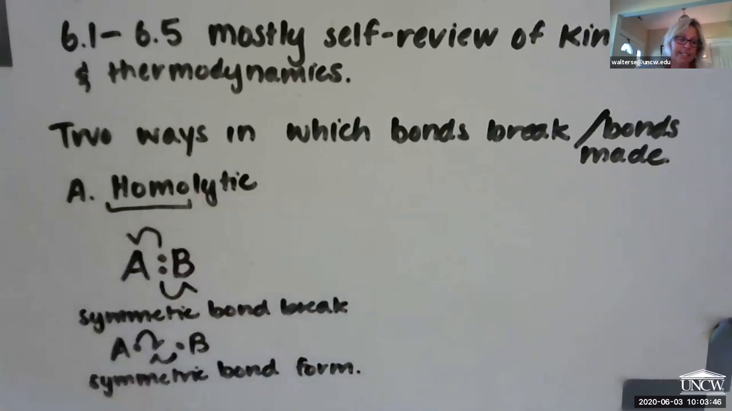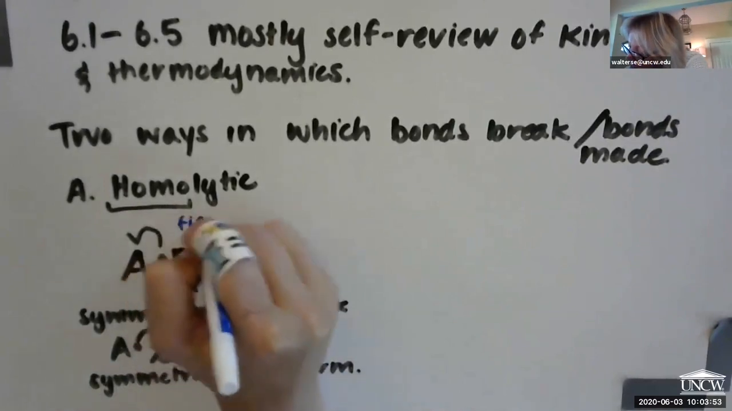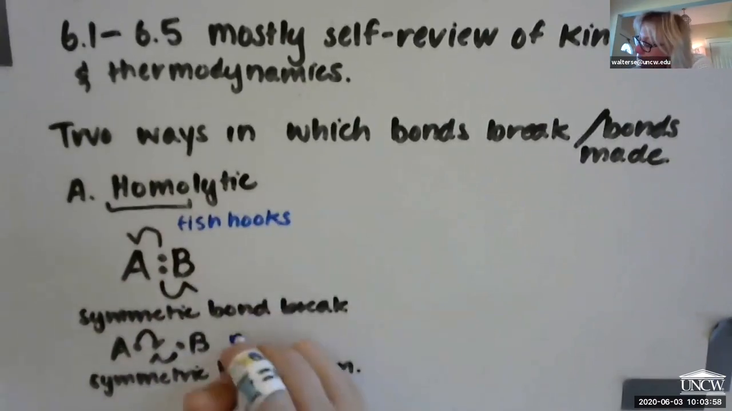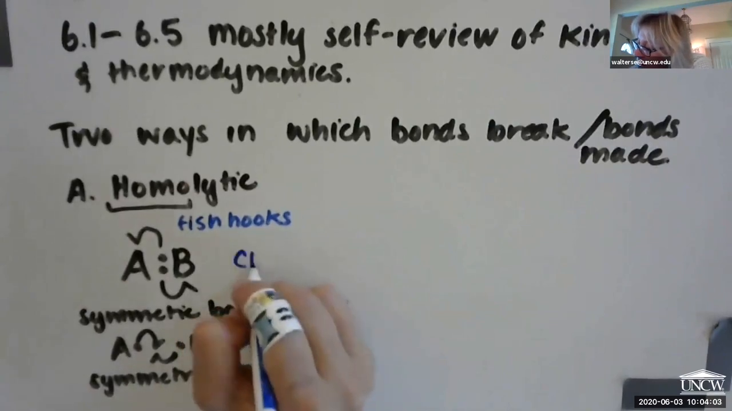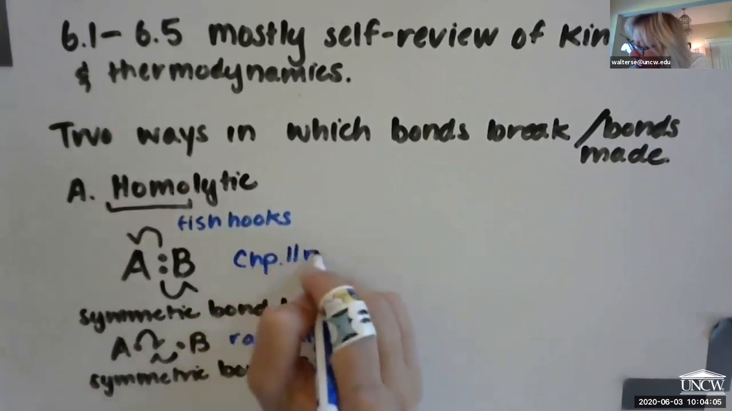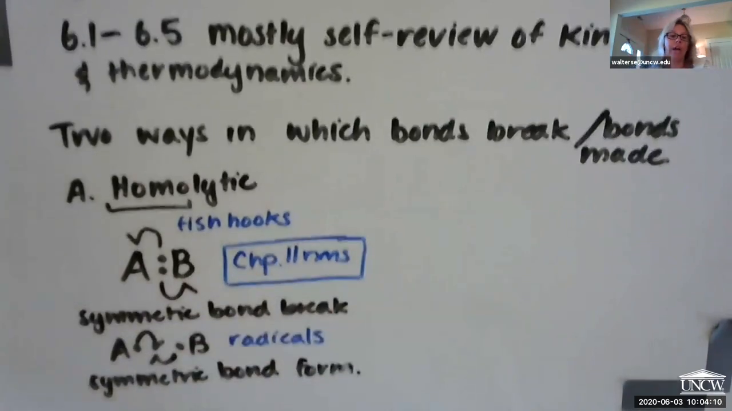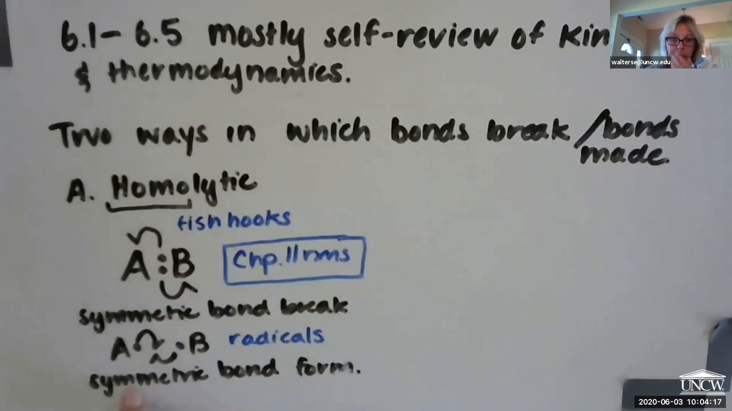All of these reactions move single electrons at a time, so we use what are called fish hooks. We make radicals, and these are chapter 11 reactions. There's very little that you're going to do with this until probably the last week of class.